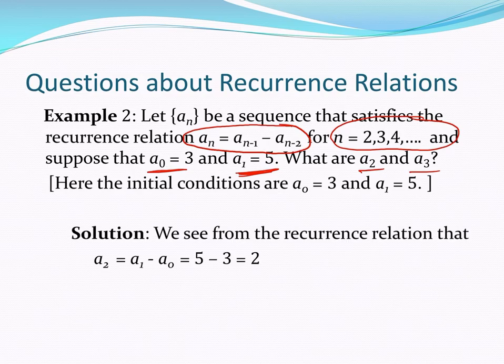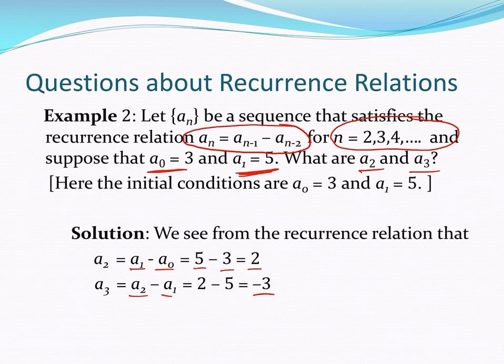All right, we'll just calculate those directly. A sub 2 is a sub 1 minus a sub 0. That's our recurrence relation. We use our initial conditions to show that a sub 2 is equal to 2. A sub 3 then will be a sub 2, which we just calculated, minus a sub 1, which is one of the initial conditions, to give us 2 minus 5, negative 3.